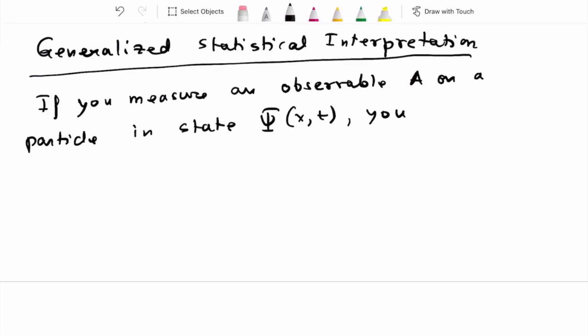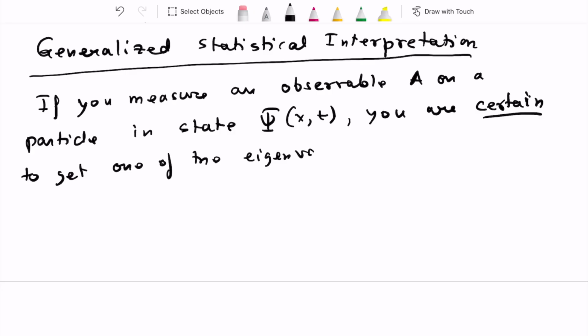You are certain to get one of the eigenvalues of the Hermitian operator A hat. So any observable A has to be represented by a Hermitian operator A hat.